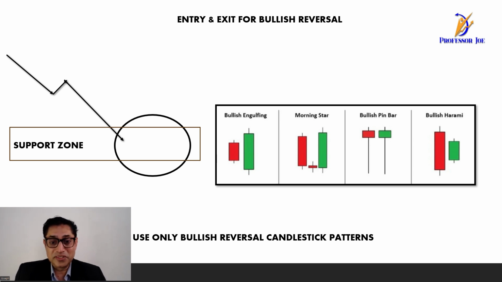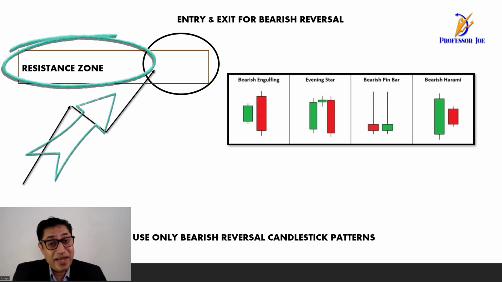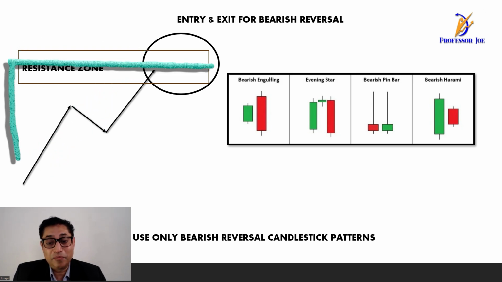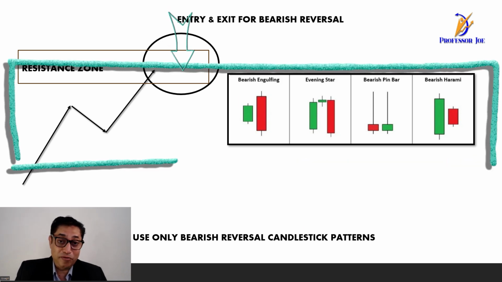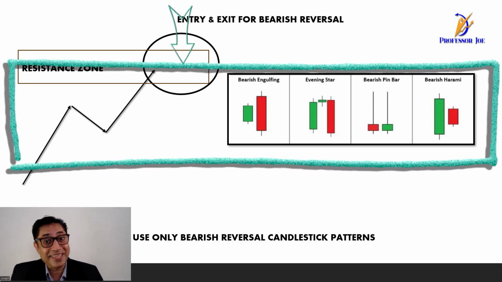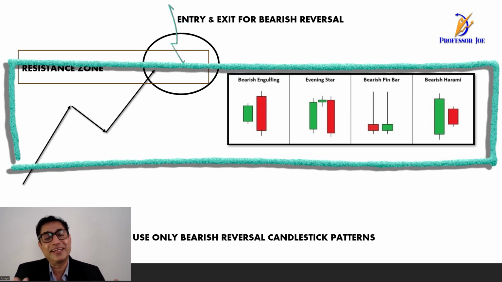Exactly opposite to this. You can see over here, the price went up, came down and went back up into a resistance zone. When the price goes back into a resistance zone and you see candlestick patterns like a bearish engulfing pattern, an evening star, a bearish pin bar, a shooting star or a bearish harami, you enter a bearish trade, and if you are already in a bullish trade, you exit that trade. It is so simple. You just have to combine those for entering and exiting.